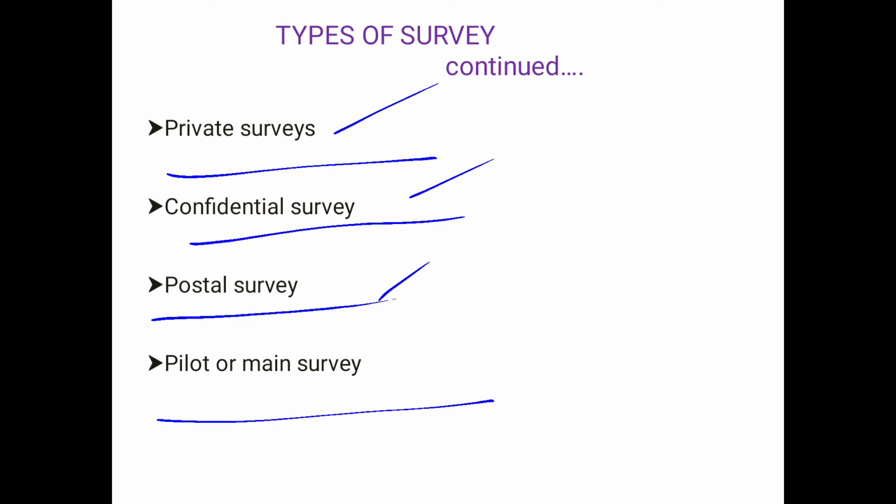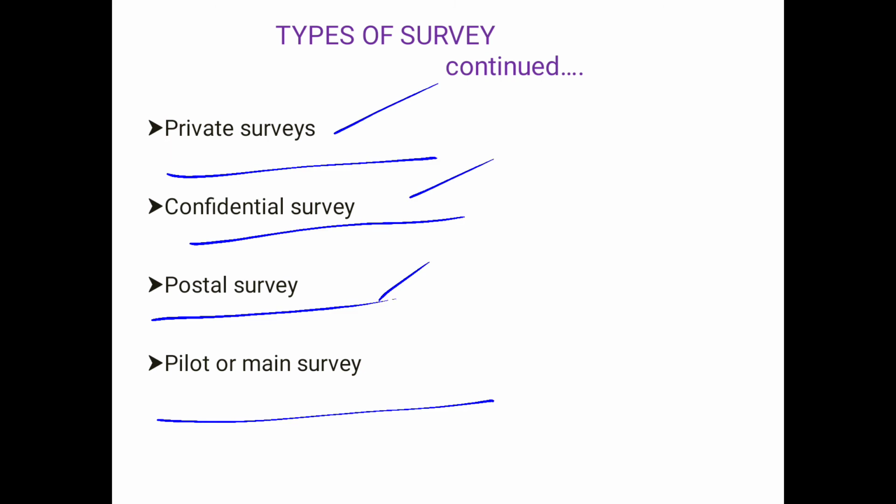Next point, pilot survey or main survey. A pilot survey is conducted with a few individuals of the target population or the sample of a survey in order to test and refine the survey instrument, for example the questionnaire, instruction manual, data processing manual and programs, before the main data collection across the target population.